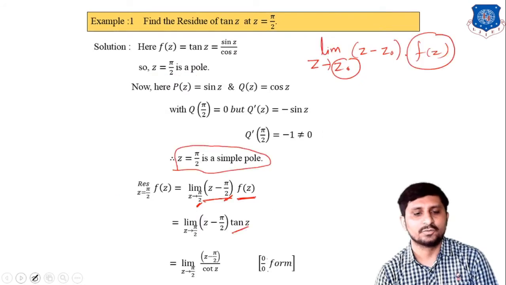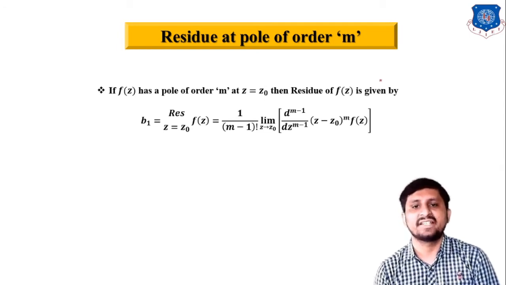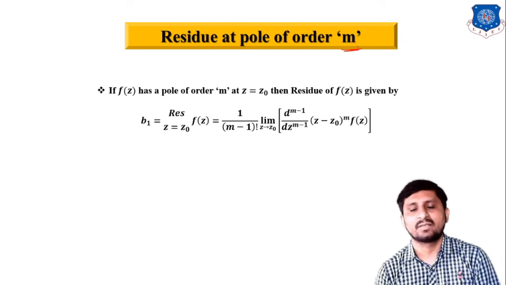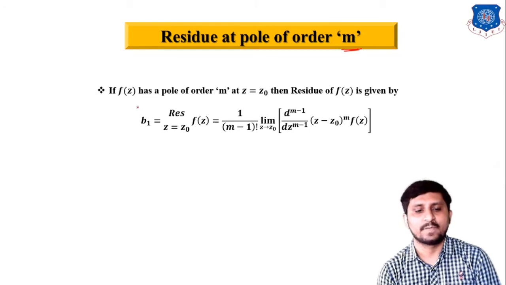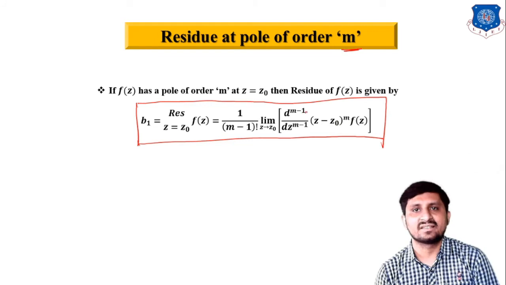Now next is the residue at a pole of order m. Suppose you want to find the residue at a pole of order m, that means now m is greater than 1. For that you have to apply this formula: residue of f of z at point z equal to z0 is 1 upon (m minus 1) factorial, limit z tends to z0, differentiation of the function (z minus z0) raised to m into f of z, m minus 1 times, right?